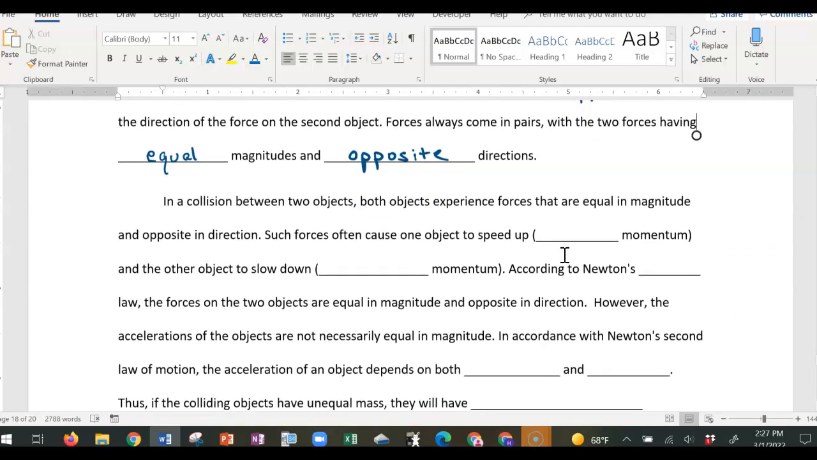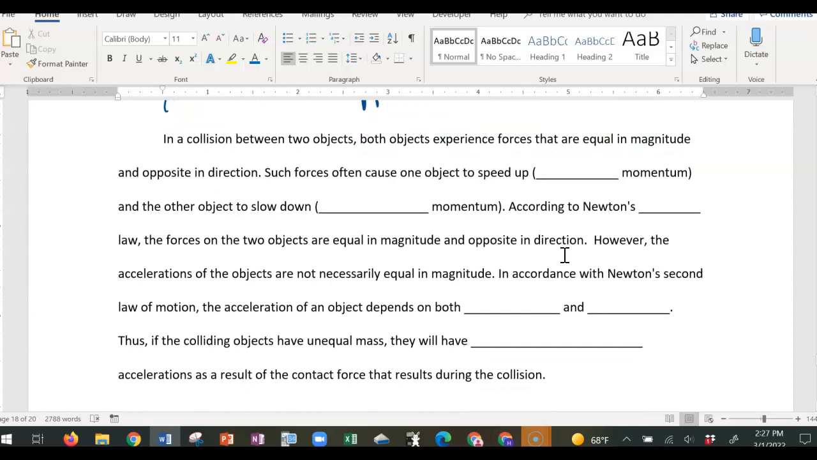In a collision between two objects, both objects experience forces that are equal in magnitude and opposite in direction. Such forces often cause one object to speed up, meaning it gains momentum, and the other object to slow down, or in other words, to lose momentum.